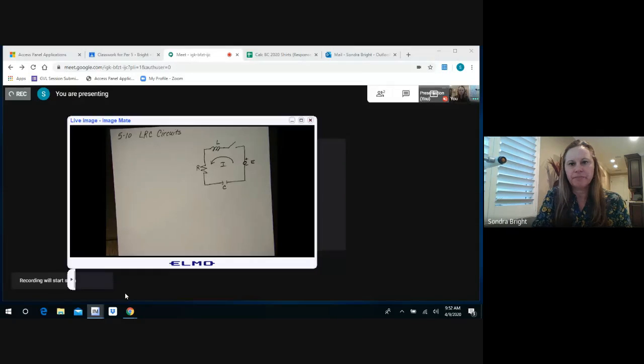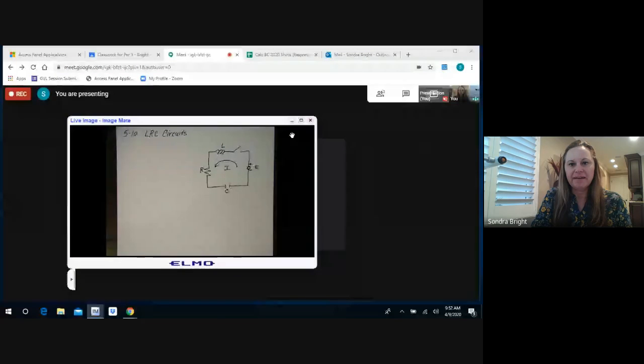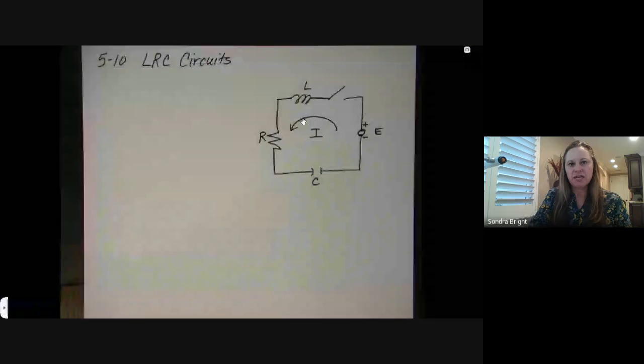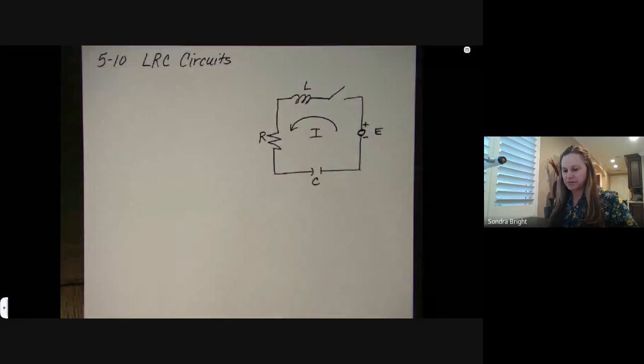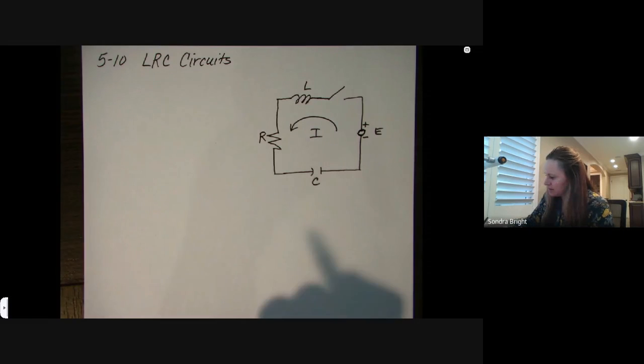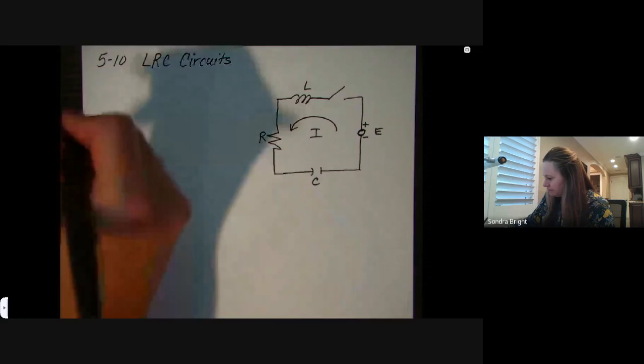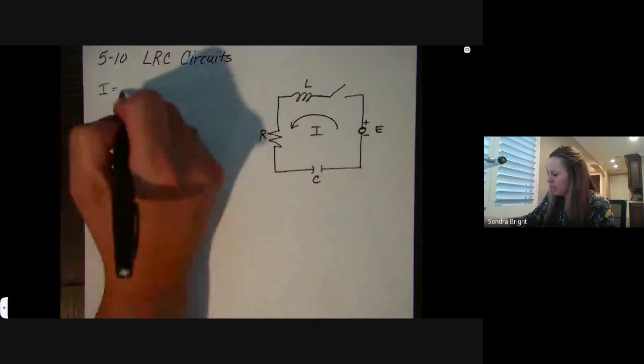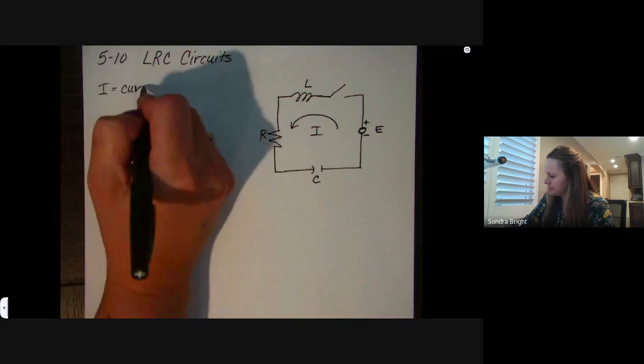Today, we can do the last section in chapter 5, and that is LRC circuits. If you look at your notes, I gave you a beautiful picture of this LRC circuit. I tried to duplicate it. I suck at drawing. You know this. Oh well. So here's the LRC circuit where I is current. It's the current, and it's measured in amps.